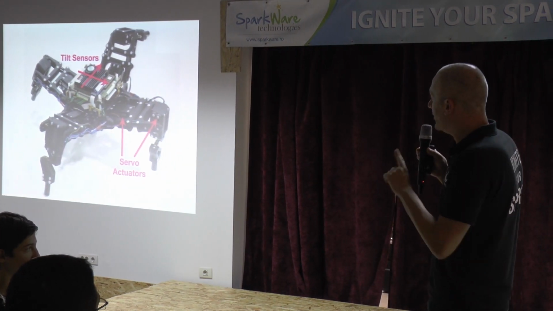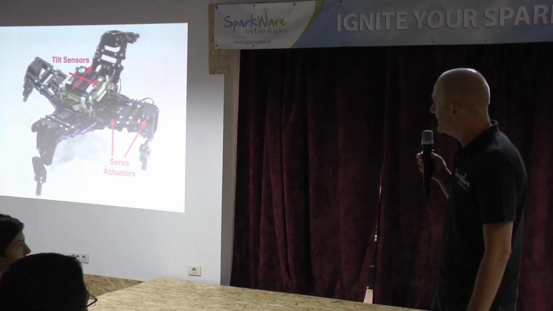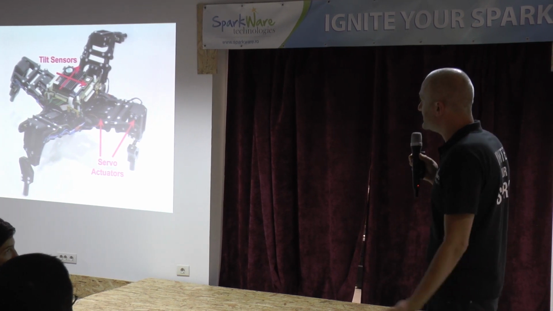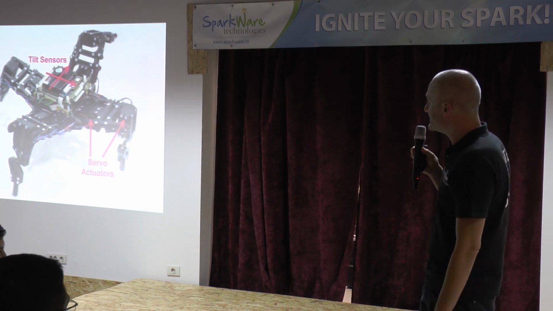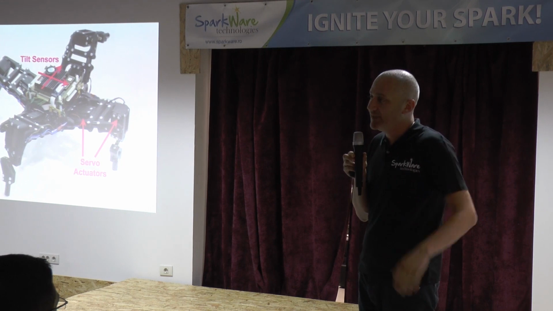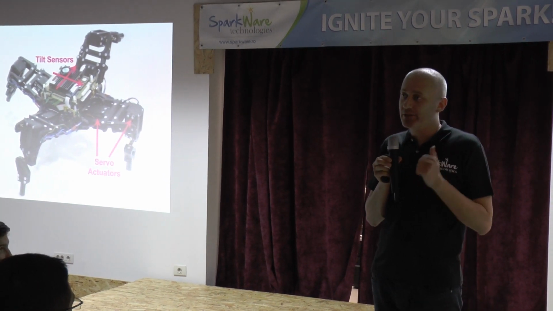And this is a robot that was built in a research lab in the US. It's an extremely stupid robot at the beginning. It has tilt sensors, so it knows when it's tilted. It has servo actuators. That means basically engines that control the arms. But other than that, it knows nothing. It does not know how it looks.